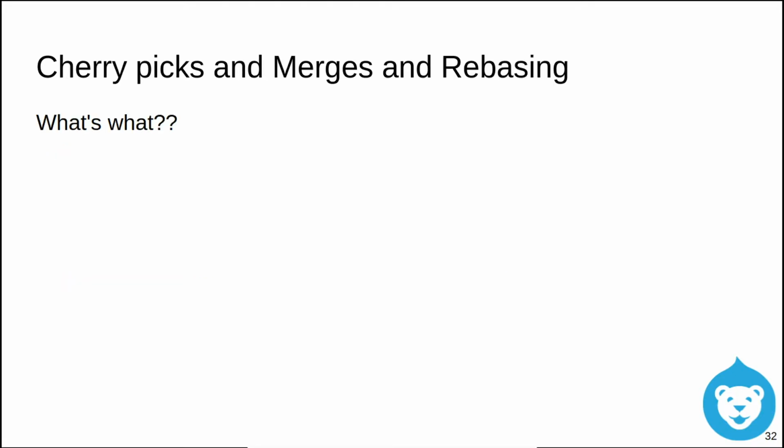Okay. Next thing, less fun. Cherry picks, merges, rebasing. What are they? When do you want to use each one? There's a lot of personal preference, a lot of team best practices involved, and a lot depends on the project you're working on, if it's not your team. So I'm going to go as fast as I can here.